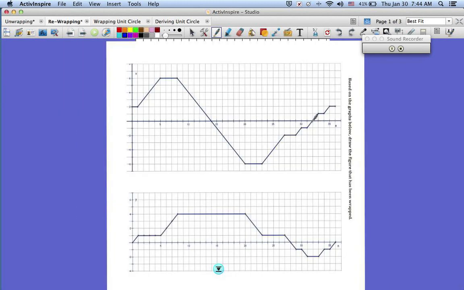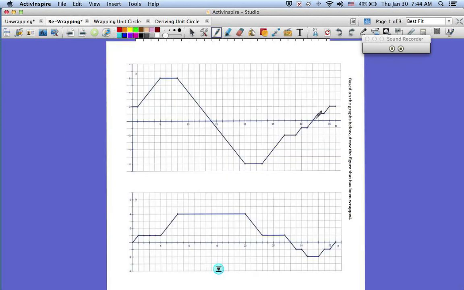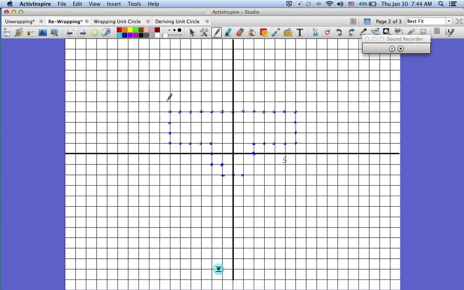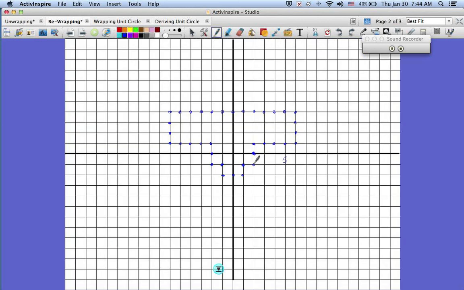X is increasing by 2, right? 1, 2, and y remains constant. 1, 2. And we're coming to the home stretch here. X remains the same, y increases by 1. X remains the same, y increases by 1. And now x increases by 1, and y remains the same. X increases by 1, y remains the same.